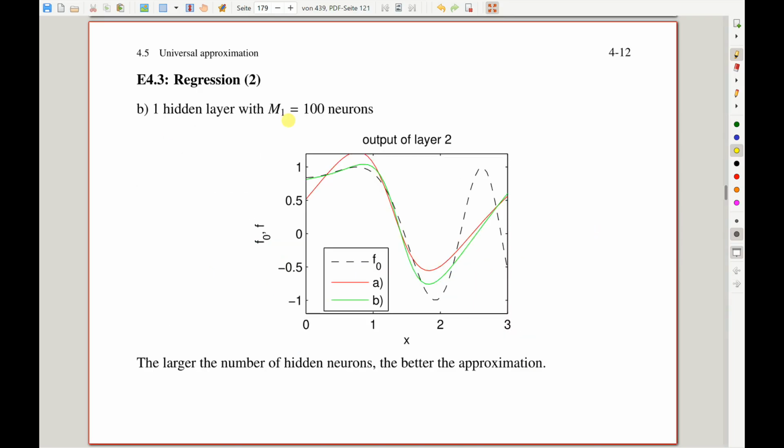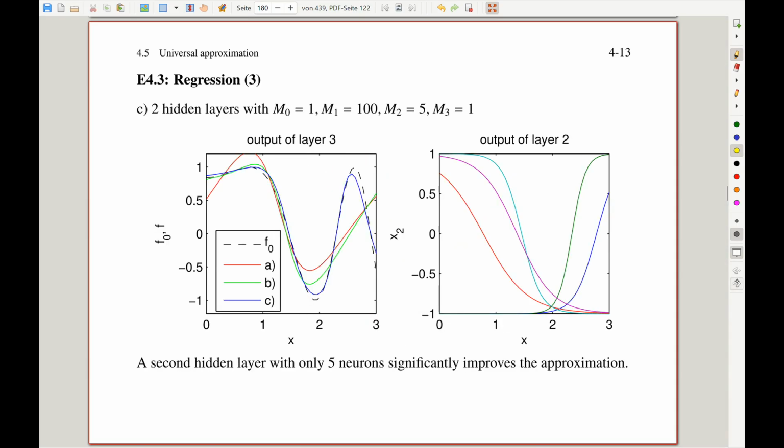Now we can increase the number of hidden neurons to 100. Again, the red curve represents the regression result using 10 neurons. The green curve represents the regression result using 100 hidden neurons. You see, in this region we have a much better result. Even in this region we have a much better result, but here we still have some problem. So actually, the larger the number of neurons, the better the approximation, but it's not good enough. Of course, I can try with 1,000 neurons. Yes, you can do that, but the better idea is to use a second hidden layer.